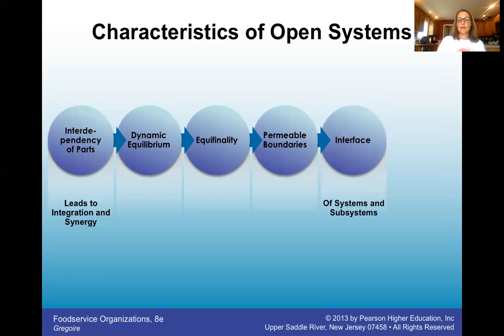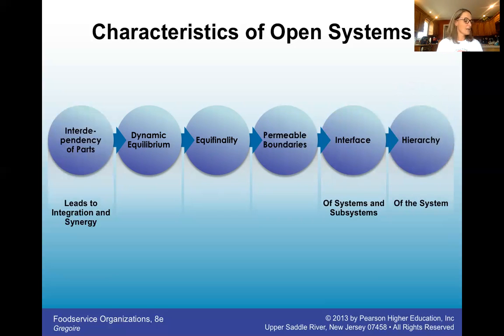Interface of subsystems, and this is really just the organizational flow. And so they all have to work with each other. In addition to just the food service operation, we also have to think about suppliers, government agencies, community organizations, maybe even unions. There's lots of things that will have interfaces within that organization at different levels.